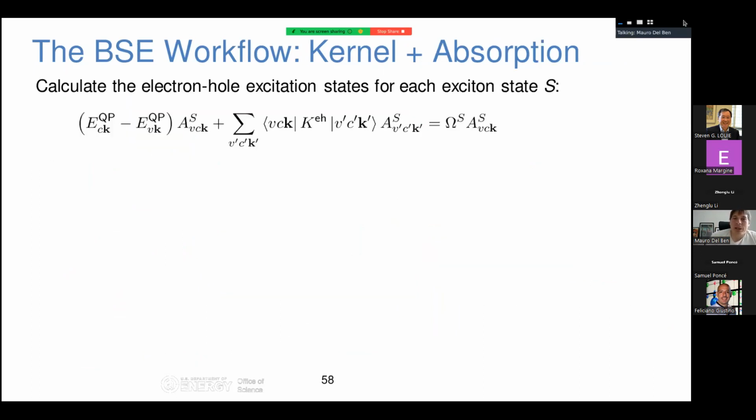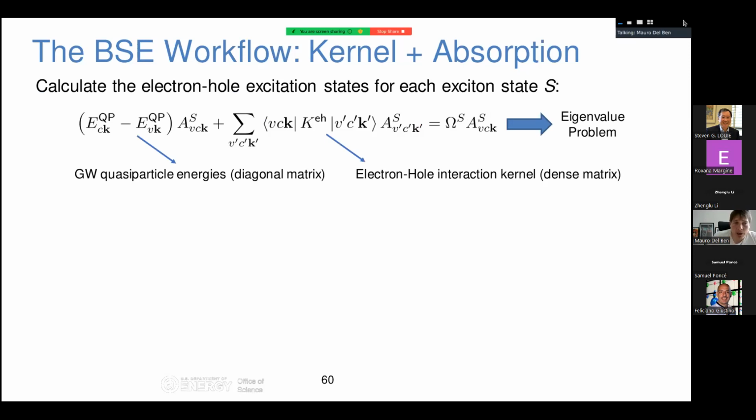What we're doing is building up a BSE Hamiltonian and then solving a BSE equation, which is an eigenvalue problem. We have a diagonal part. The diagonal part is the GW quasi-particle energies, which are calculated in the GW part of the workflow. So you need to solve the GW in order to correct your DFT eigenvalues, to at least get a good starting point for the BSE equation.